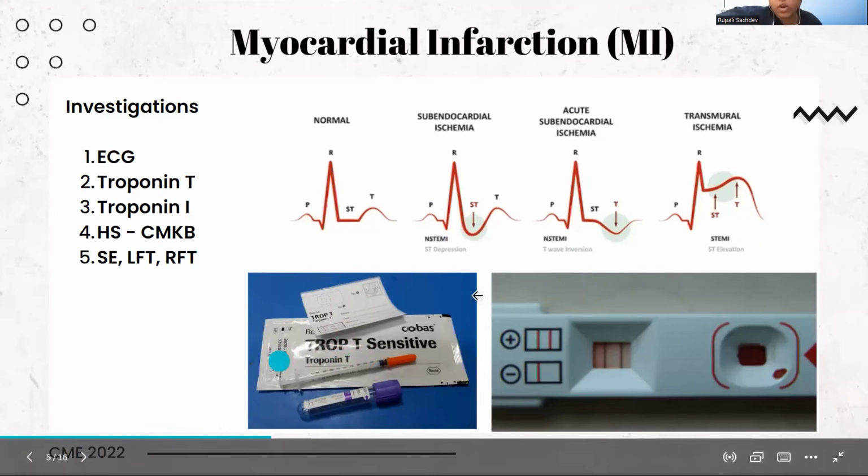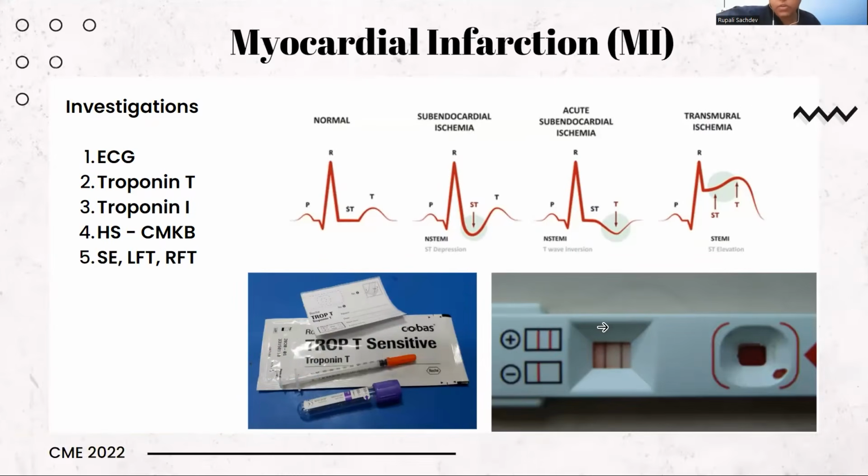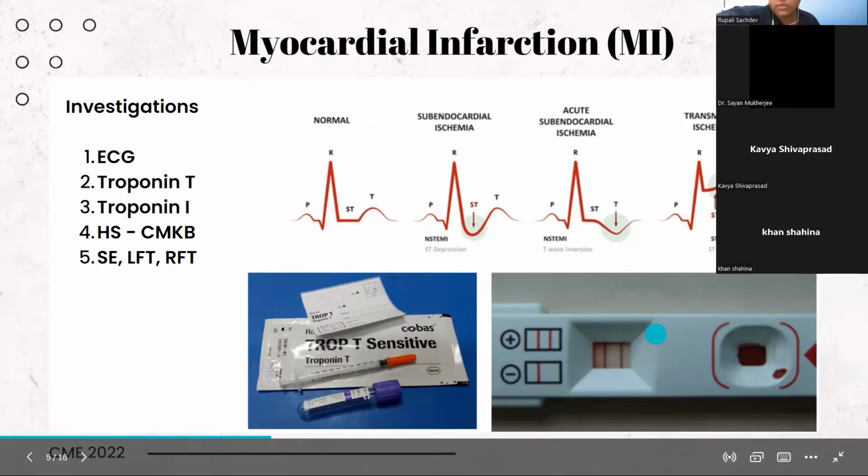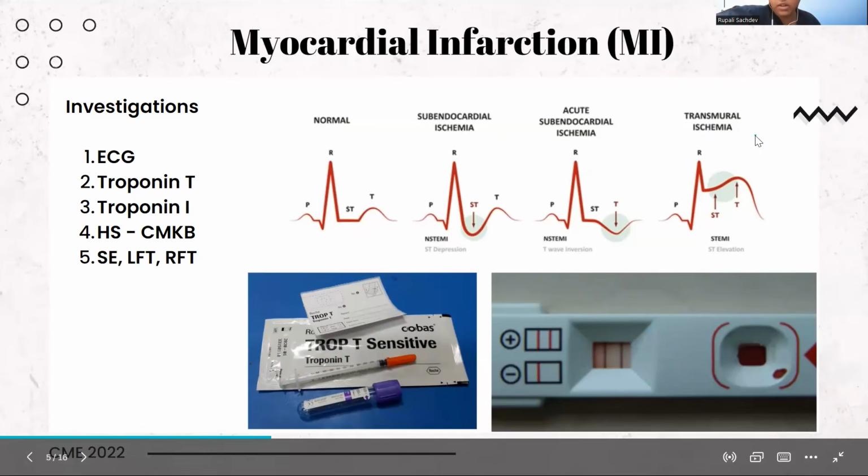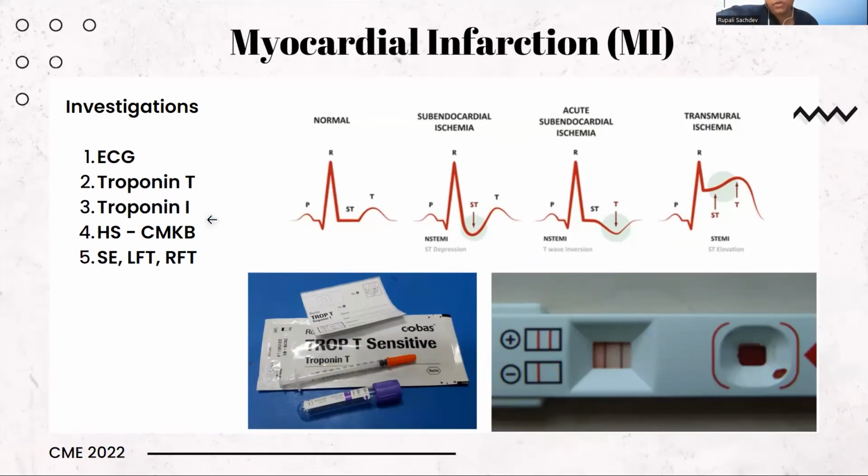Then you move on to doing a TROP-T. As interns, I am pretty sure at some point you will do a TROP-T. It's essentially the same way you do a pregnancy test. It's that quick. And you will check whether you have a positive or a negative. If it is positive, that is TROP-T positive MI, right? Then other investigations, you'll send out a TROP-I, a CKMB, their electrolytes or routine histo, right?